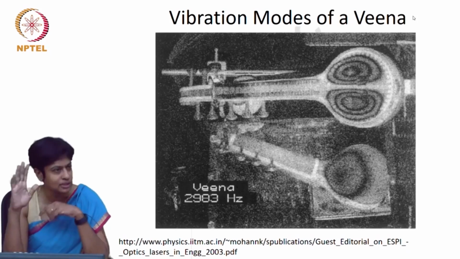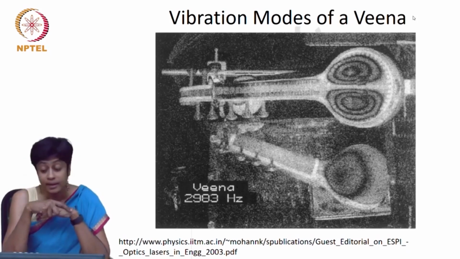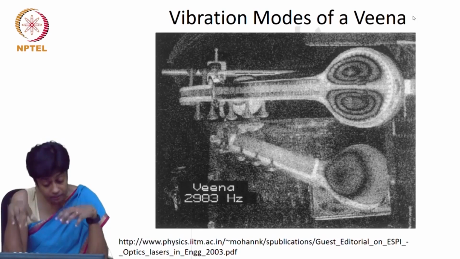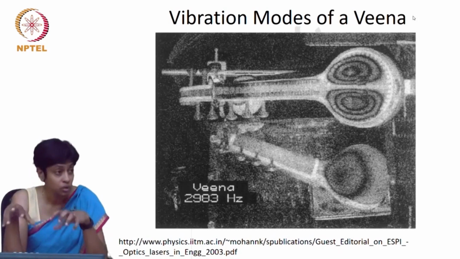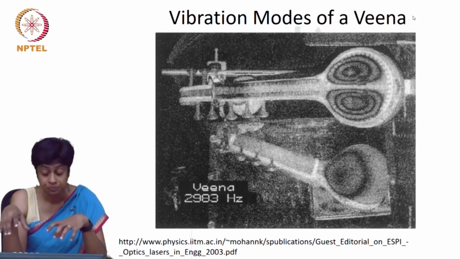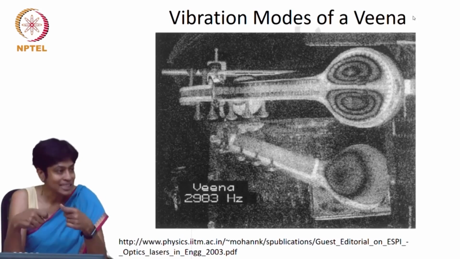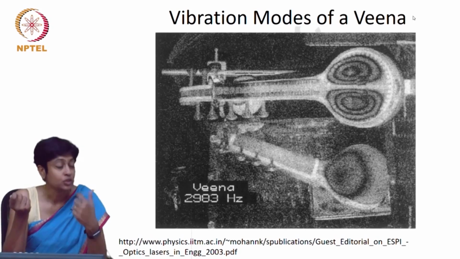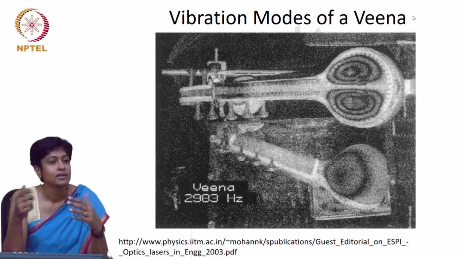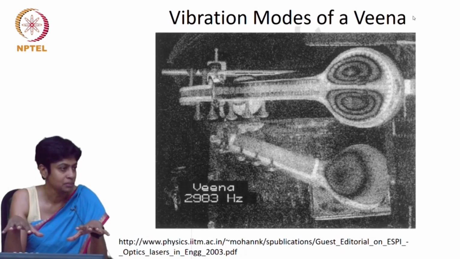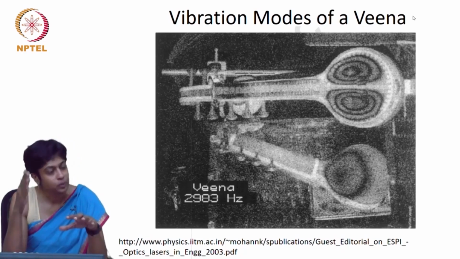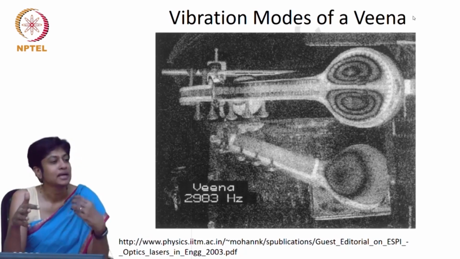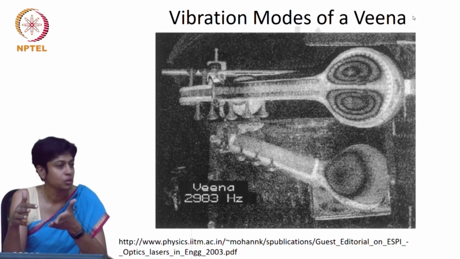I think I showed you this somewhere in the beginning of the course. In this example, this picture has been taken using holographic interferometry. What are they doing? They are exciting the different modes of this musical instrument. So, they had a hologram where the musical instrument is undisturbed, and then they put that hologram back into the setup. There is the beam reflecting off the veena.